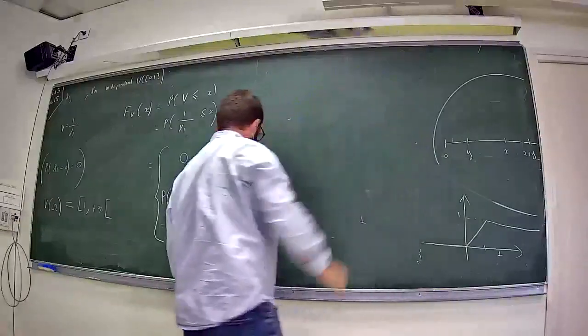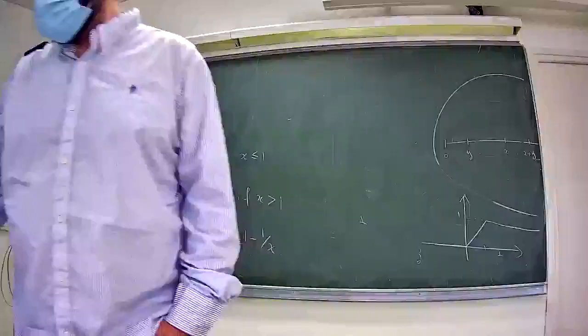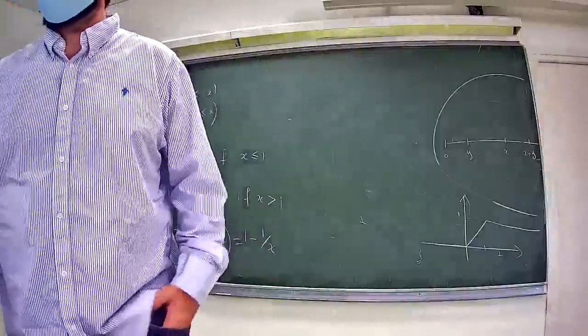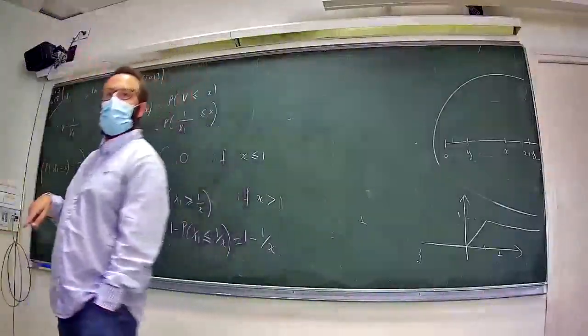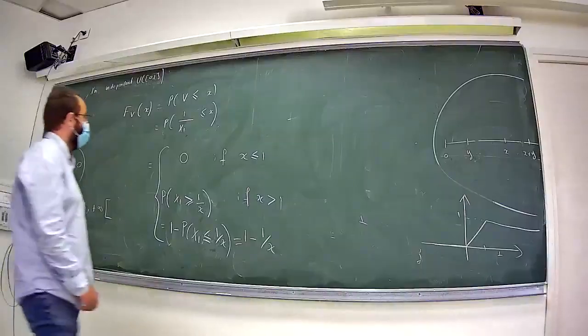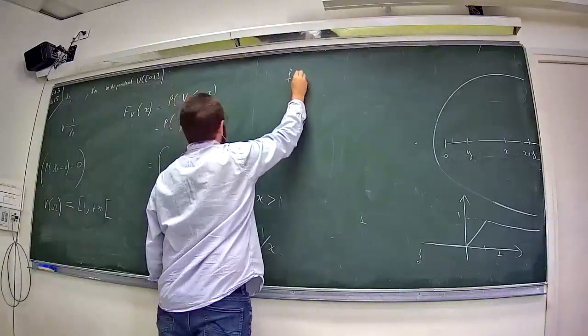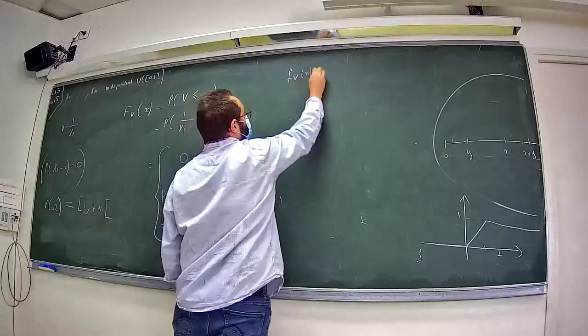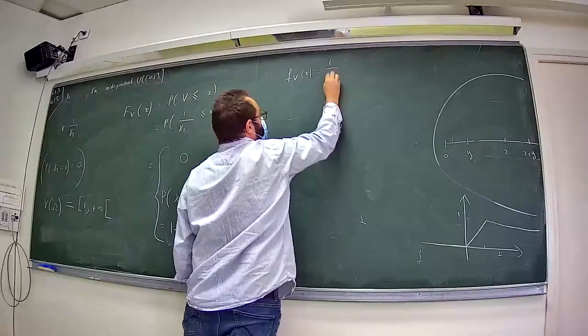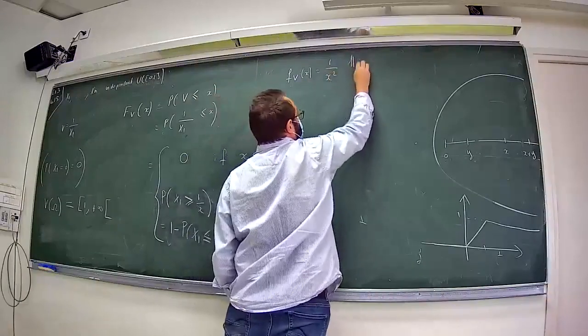And I obtain what? So the derivative of minus 1 over x is 1 over x squared. Okay, so at the end, computing this derivative, I obtain, for the density function of V at the point x, 1 over x squared, times the indicator function of x greater than 1.